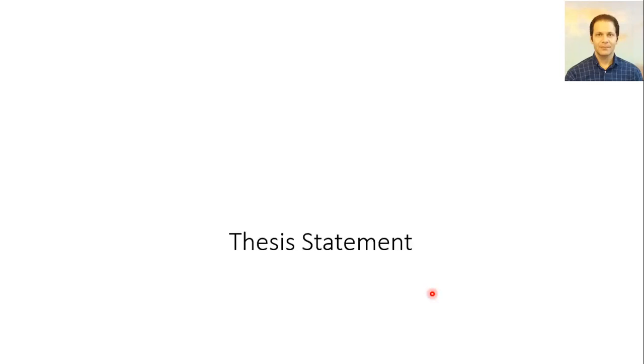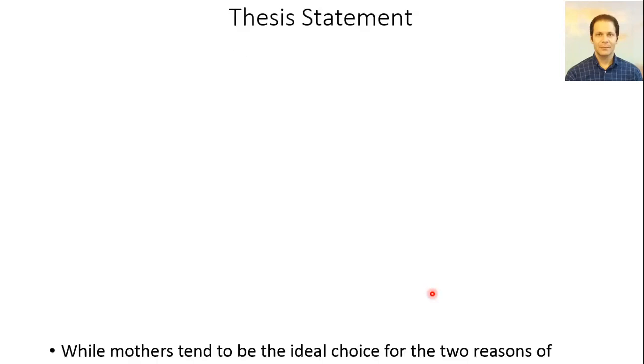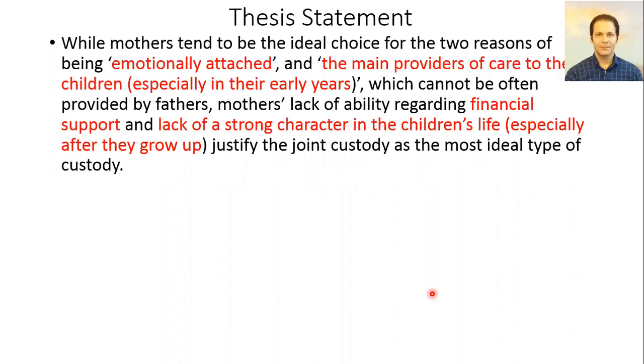Okay, let's give an example. If you have watched lecture 7, you are familiar with this thesis statement. While mothers tend to be the ideal choice for the two reasons of being emotionally attached and the main providers of care to the children, especially in their early years, which cannot be often provided by fathers, mothers' lack of ability regarding financial support and lack of a strong character in children's life, especially after they grow up, justify the joint custody as the most ideal type of custody.